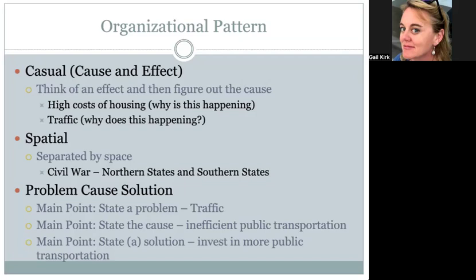Problem, cause, solution. Now, this is best saved for the persuasive speech. So your main point one, you're going to state a problem. For example, traffic in the Bay Area. Main point two, you're going to state the cause. Well, we have inefficient public transportation. And main point three, you're going to state a solution or the solution. There could be many, but remember, we're trying to keep these focused. We don't have all the time in the world. So a solution could be invest in more public transportation.